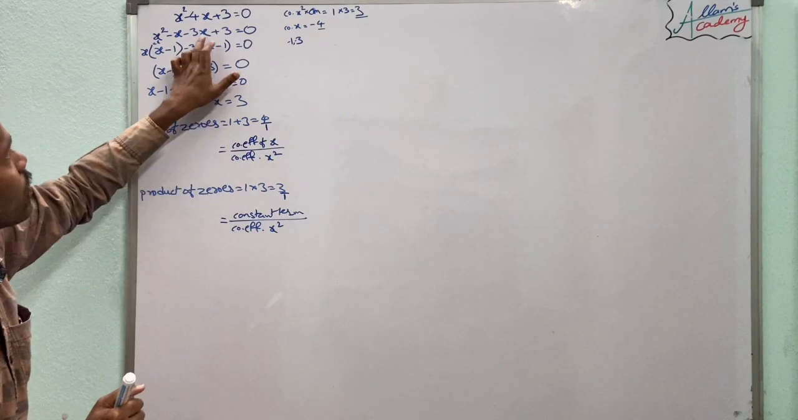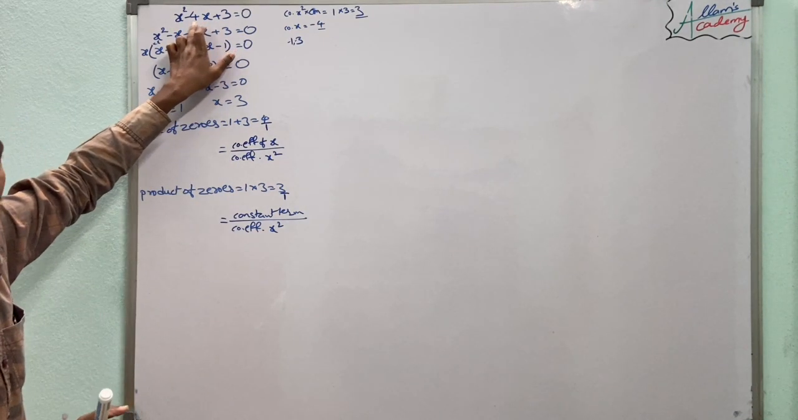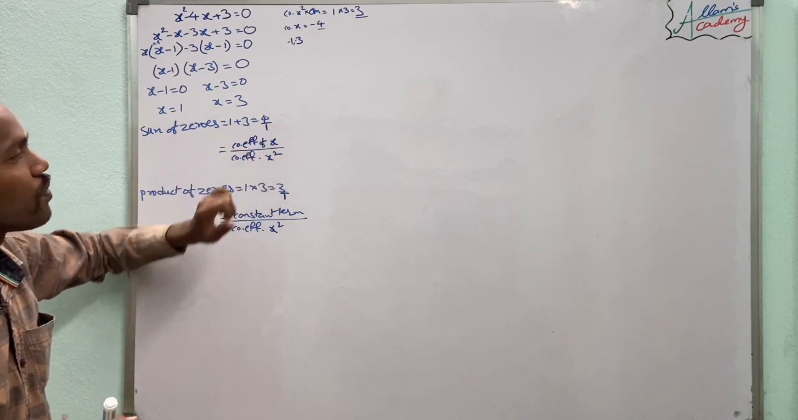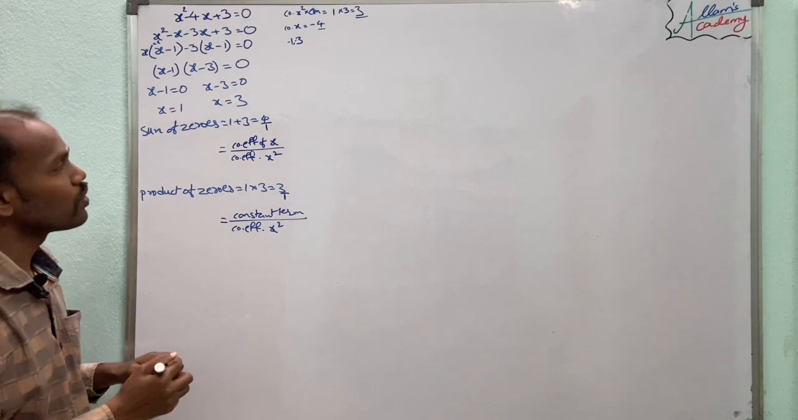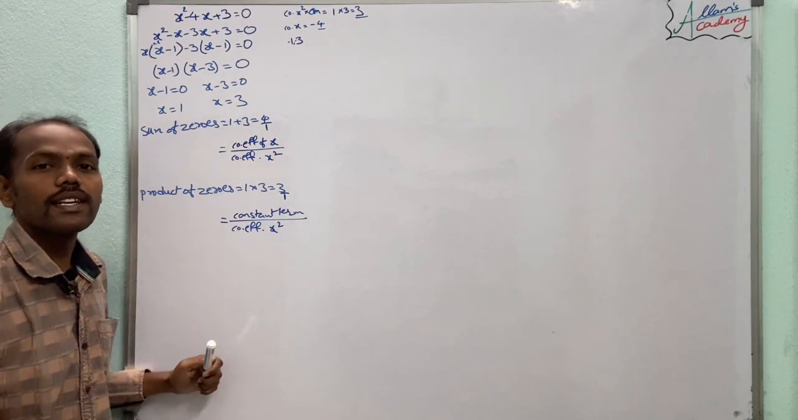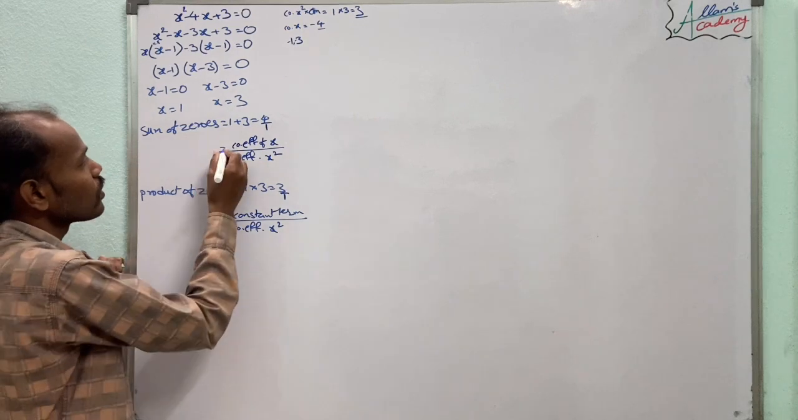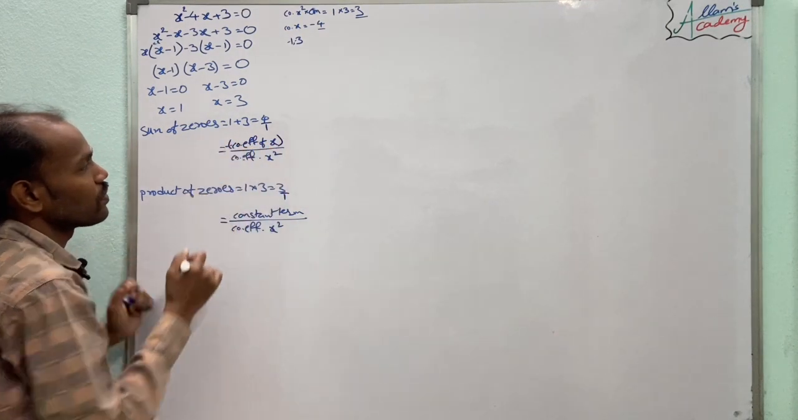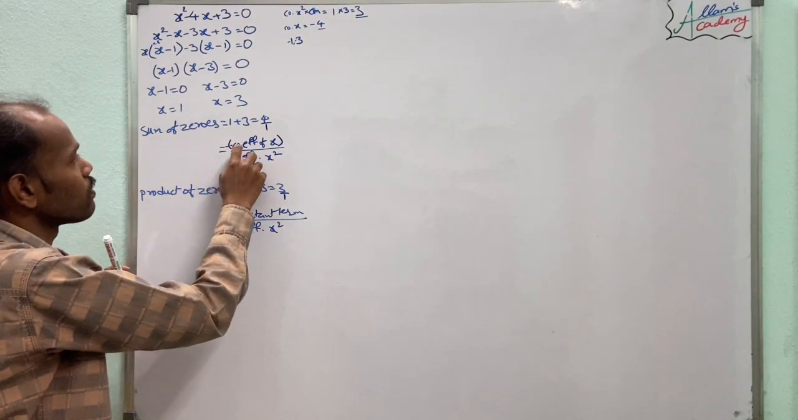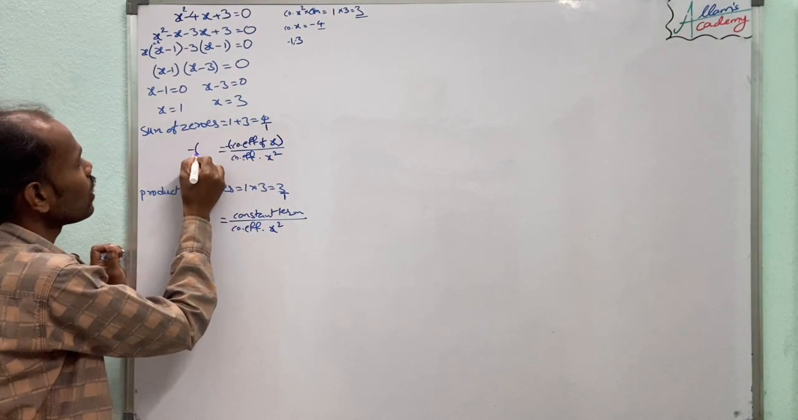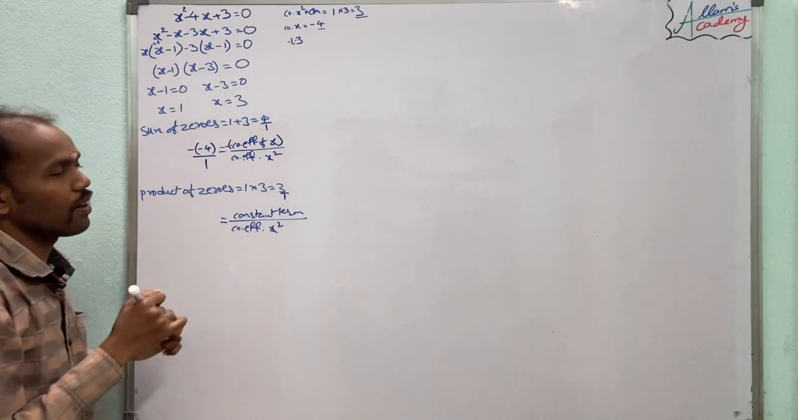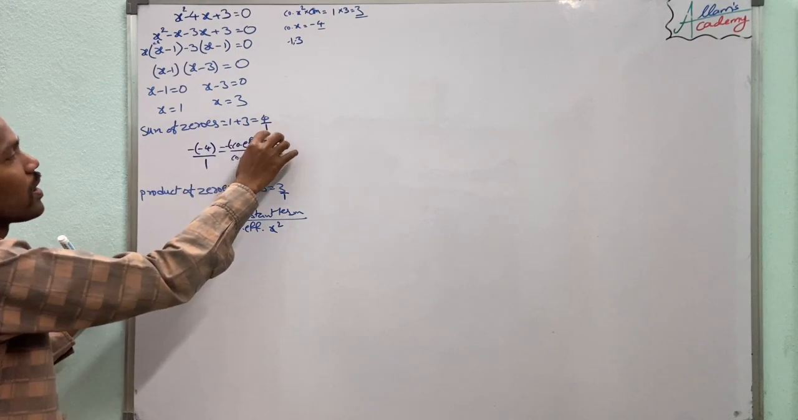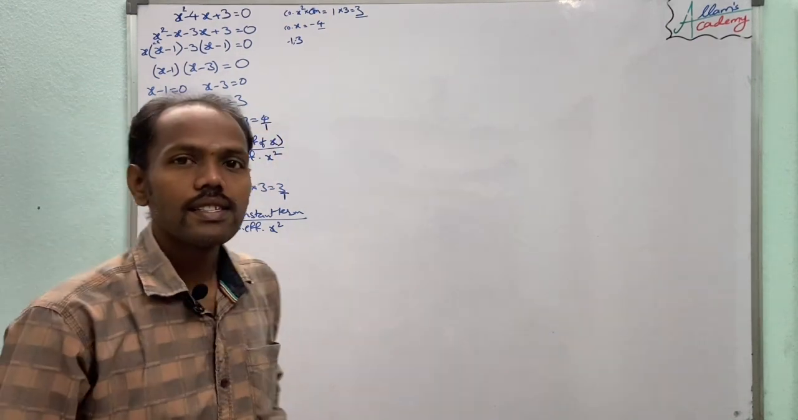Here the coefficient of x is minus 4, but for the sum we write plus 4 only. So we have to know that minus into minus equals plus. We can write minus of the coefficient of x, so minus of minus 4 by 1, minus into minus is plus, giving plus 4 by 1. So the answer does not change.